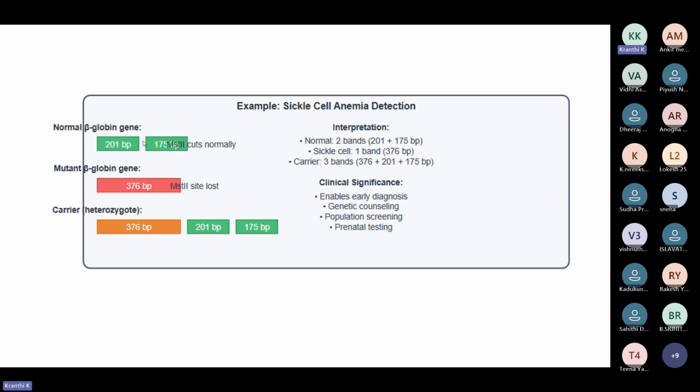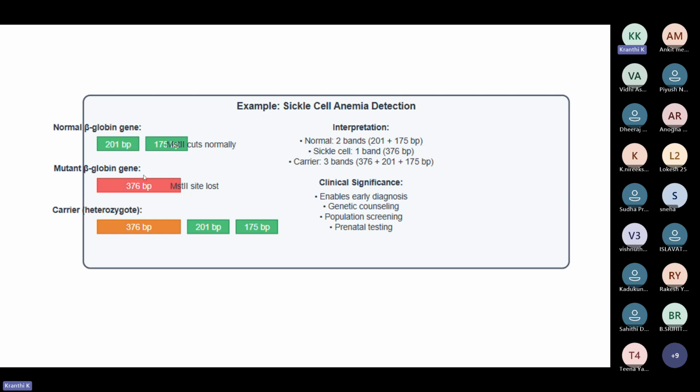Okay, if it is cutting, then when you are doing the gel electrophoresis and you see the bands, you can find two bands of 201 base pair and 175 base pair, so it's clear that your enzyme is cutting in that place. So it is a normal gene, right?